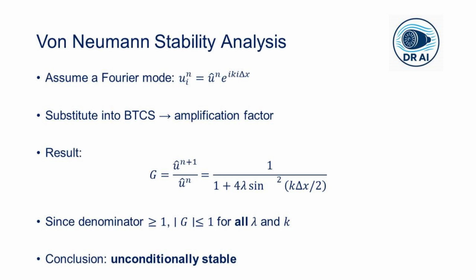To prove the unconditional stability, we use the von Neumann analysis. The idea is to examine the behavior of a single Fourier mode. We assume the solution can be written as a sum of modes of the form as displayed over here for the term u_i raised to the power n, where k is the wave number and i here is the imaginary unit. We substitute this into the BTCS equation.